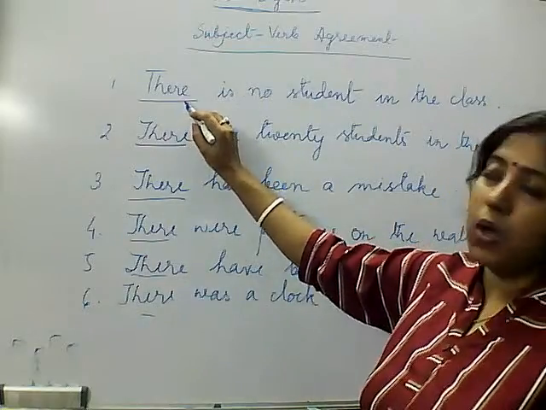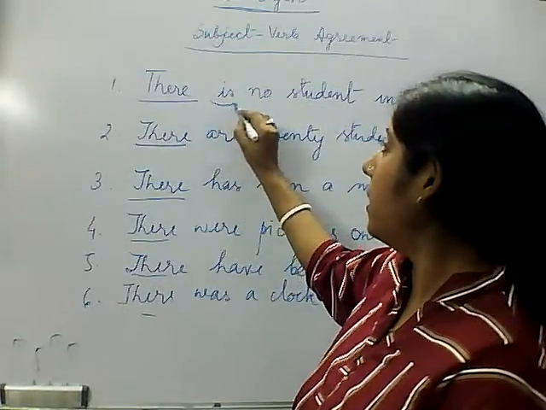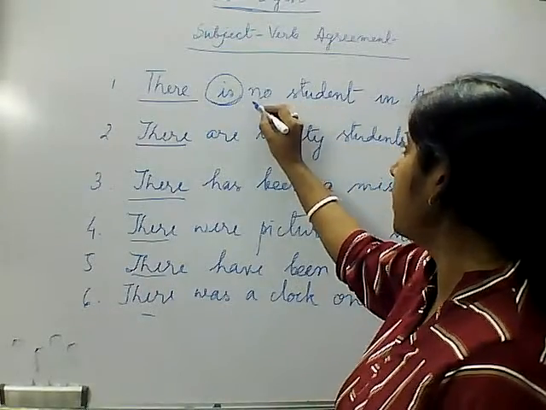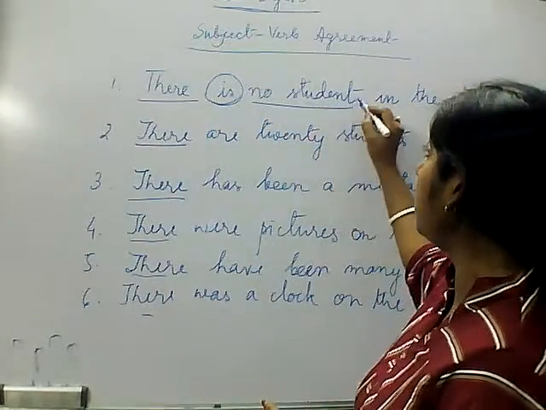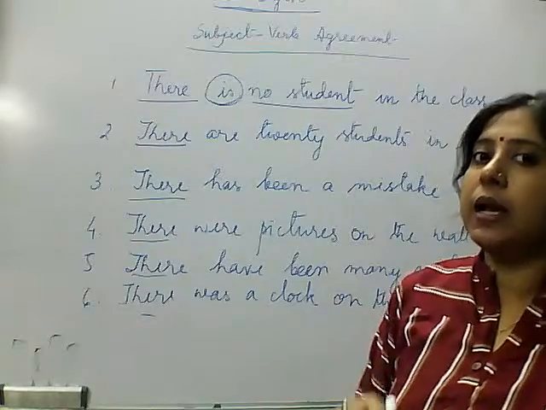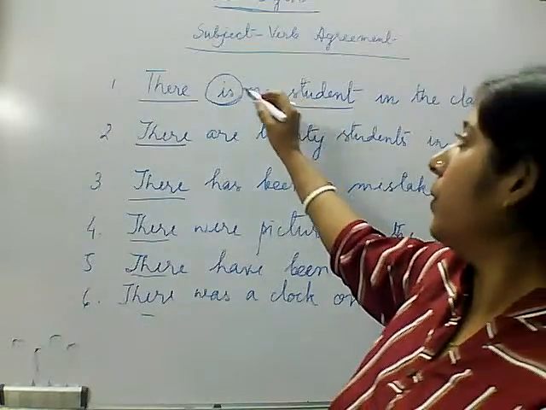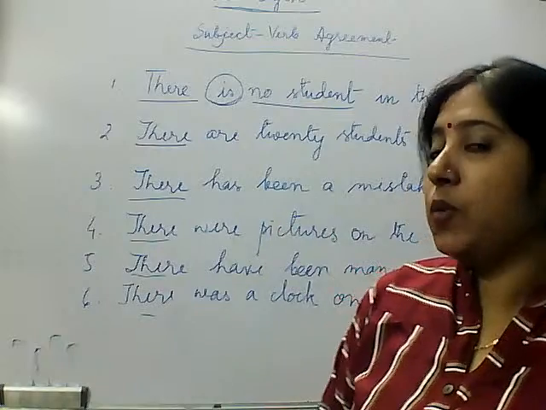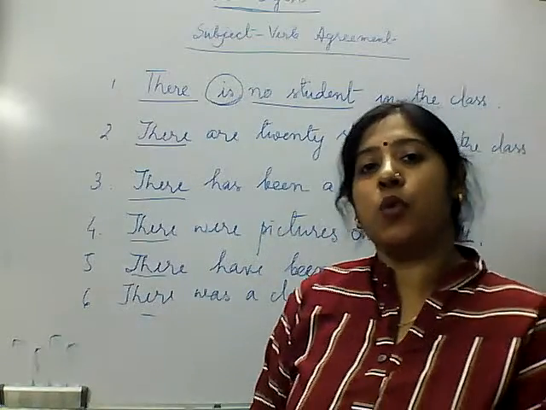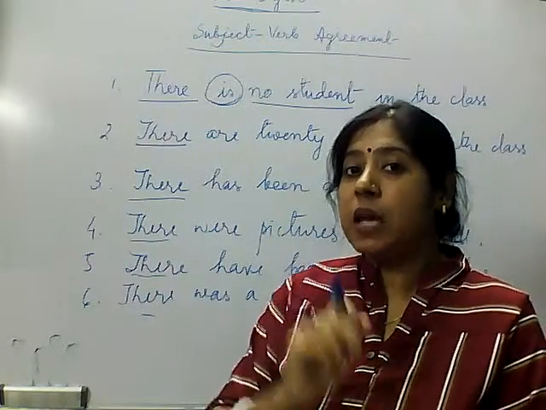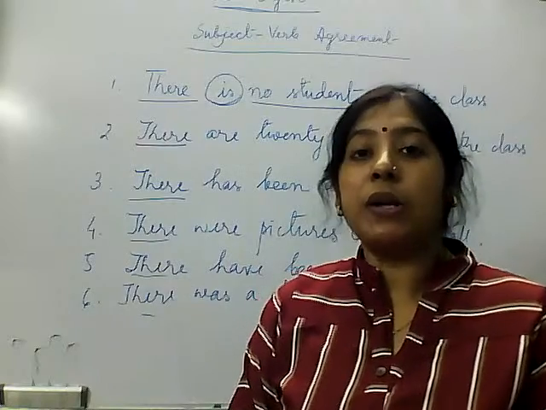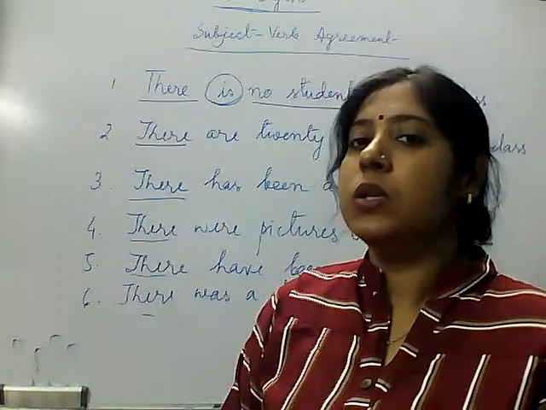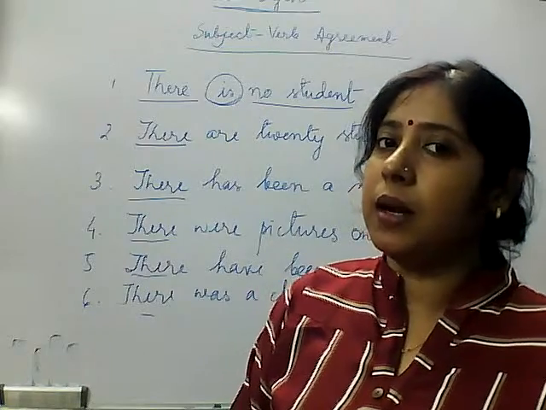Always remember, the verb is agreeing with this. "No student" here, this student is singular. That's why it is following the singular verb. Next, when we are using "there", we have to follow the subject. Here our subject is student, which is singular, so that's why we are using a singular verb.